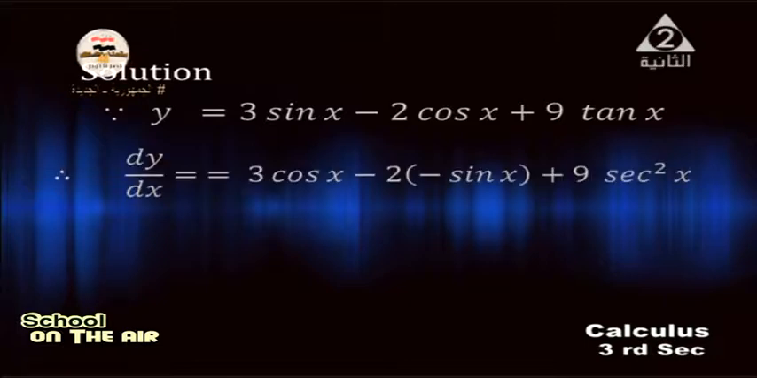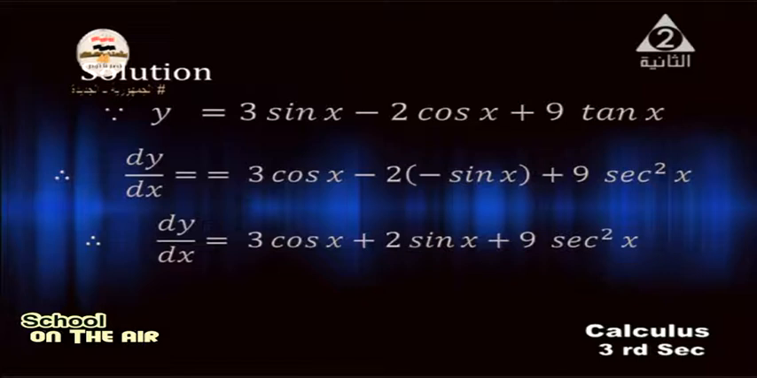dy/dx equals 3, the coefficient, multiplied by the derivative of sine x, which equals cosine x, minus 2, the coefficient, multiplied by the derivative of cosine x, which is negative sine x, between two brackets, plus 9 multiplied by the derivative of tan x, which equals sec squared x. Then dy/dx equals 3 cosine x plus 2 sine x plus 9 sec squared x.